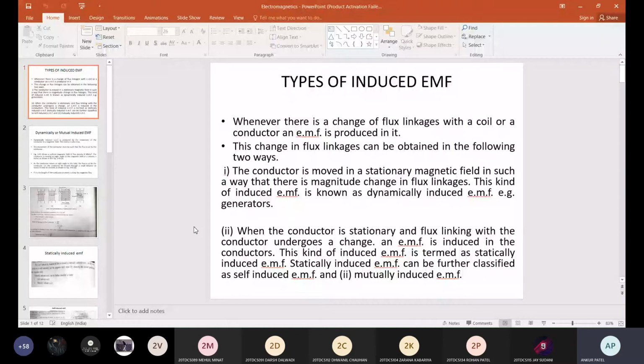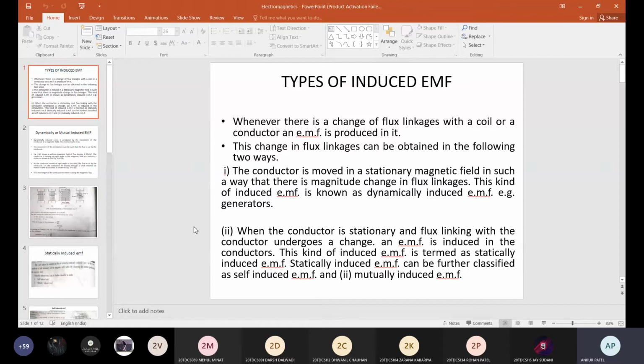Statically induced EMF is further classified into two types: self-induced EMF and mutually induced EMF. In self-induced EMF, a coil is linked with its own turns, and in mutually induced EMF, a coil is linked with another coil. Accordingly we call it self-induced EMF or mutually induced EMF.